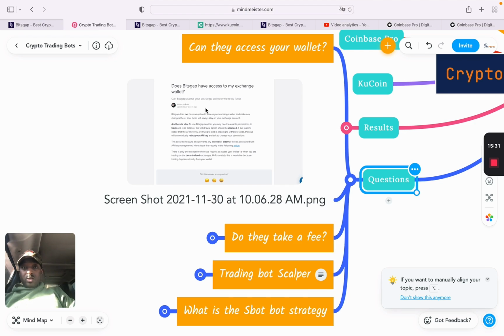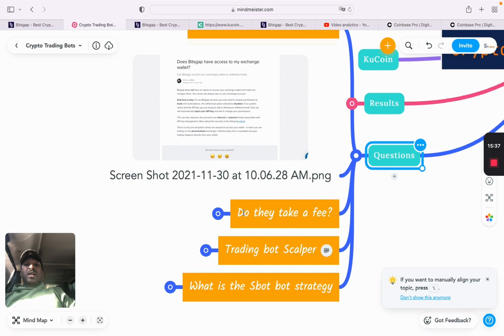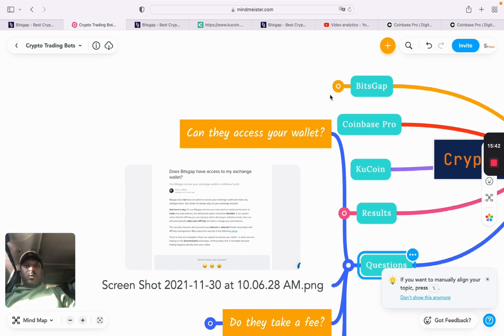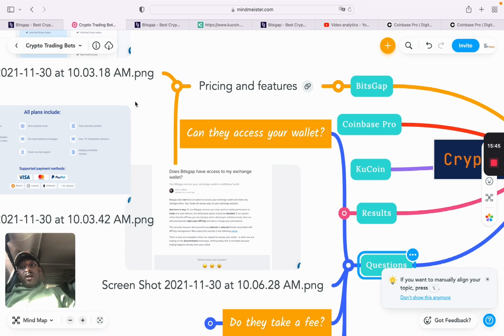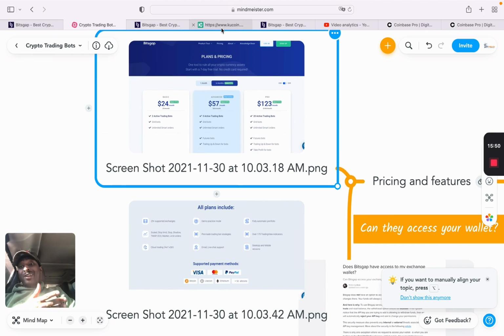Let's see, what's the other question? Do they take a fee? Bitsgap does not take a fee. You pay up. There is a monthly price associated with Bitsgap. They have a 7-day free trial first off, which is what I'm still under. So I'm making money right now doing my 7-day free trial.